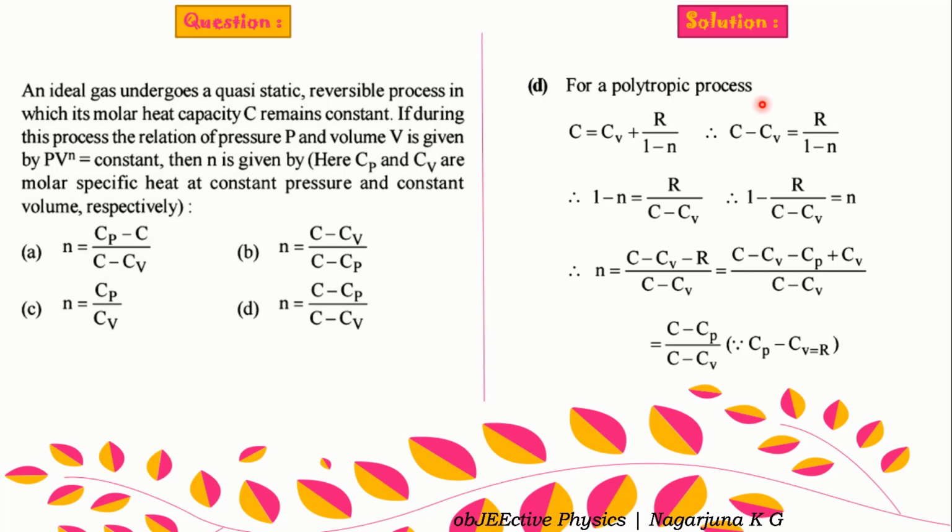For a polytropic process, we know that C is equal to Cv plus R by 1 minus n. Therefore, C minus Cv is equal to R divided by 1 minus n. Therefore, 1 minus n is equal to R by C minus Cv. Therefore, n is equal to 1 minus R by C minus Cv, or n is equal to C minus Cv minus R divided by C minus Cv, that is, since R is equal to Cp minus Cv, n is equal to C minus Cp divided by C minus Cv. So, that is option D is the right option.